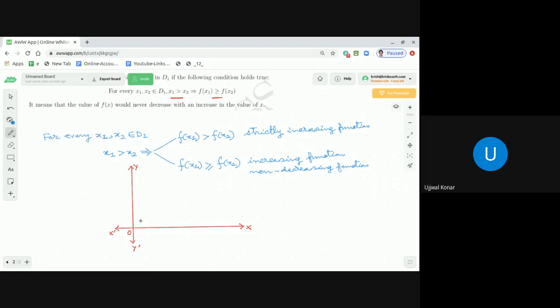Strictly increasing function means like this. As x is increasing, f(x) is continuously increasing. That is a strictly increasing function. That is known as the strictly increasing function. So we can define this as a strictly increasing function.